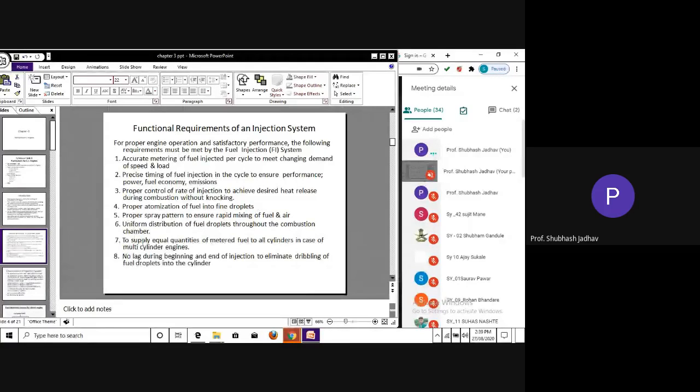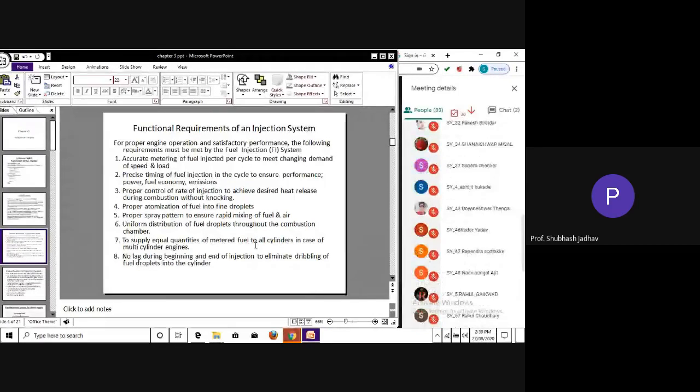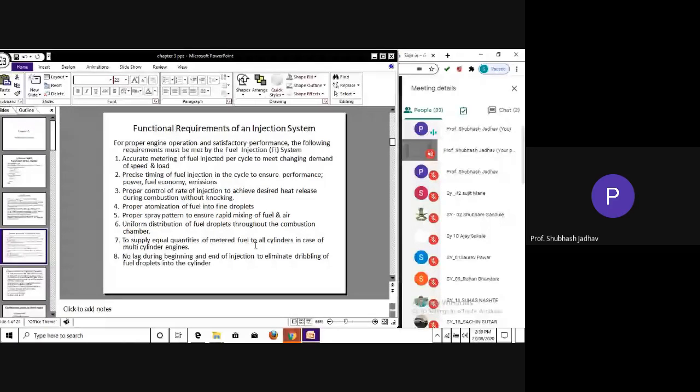Then to supply equal quantities of metered fuel to all cylinders, सगळ्या सिलेंडरला एकसारख्या प्रमाणात फ्युएल रीच झालं पाहिजे, तरच एकसारख्या प्रमाणात पॉवर डेव्हलप होईल प्रत्येक सिलेंडर मध्ये, तरच तुमचं इंजिनचं रनिंग स्मूथ होणार आहे. जर एका सिलेंडर मध्ये वेगळ्या प्रमाणात पॉवर झाली, दुसऱ्या सिलेंडर मध्ये वेगळ्या प्रमाणात पॉवर झाली, तर काय होईल, unequal power coming to the crankshaft, and that will result in vibrations. So in order to prevent the vibration, you have to ensure that power produced by every cylinder is going to be proper, same, no lag during beginning and end of injection.